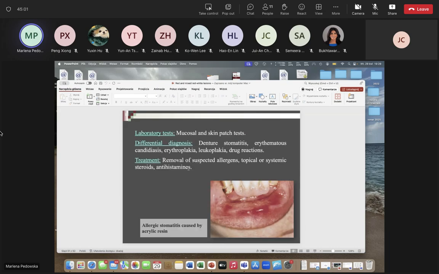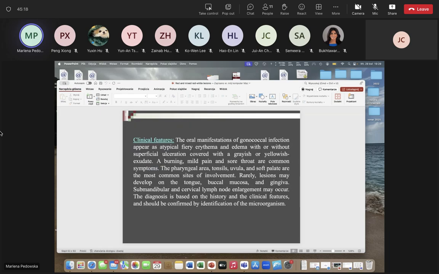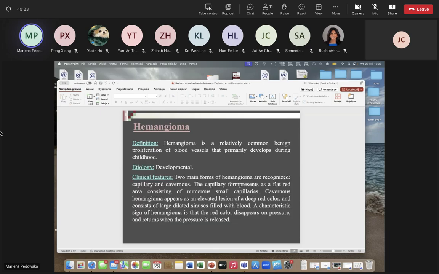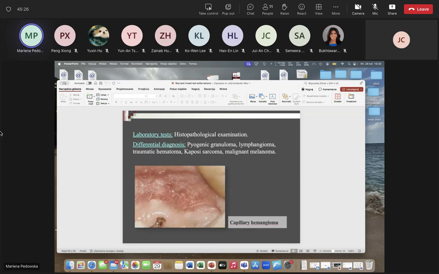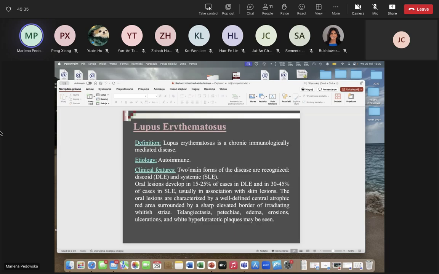Contact allergic stomatitis is a quite common lesion caused by, for instance, acrylic resins, which are from the dentures, or from food, or sometimes the toothpaste or mouthwashes. Some bacterial infections, some gonococcal stomatitis and gonococcal erythema, and also hemangiomas located in the oral cavities. Of course, with the hemangiomas, usually they are benign and they need to be removed by laser therapy.